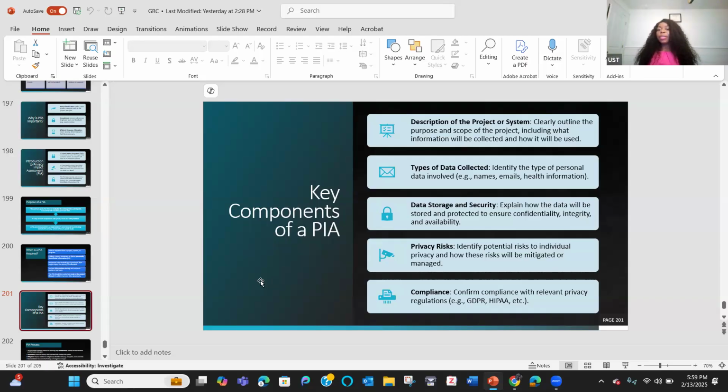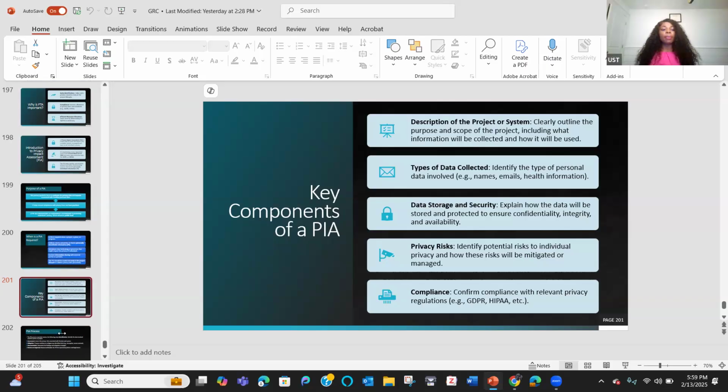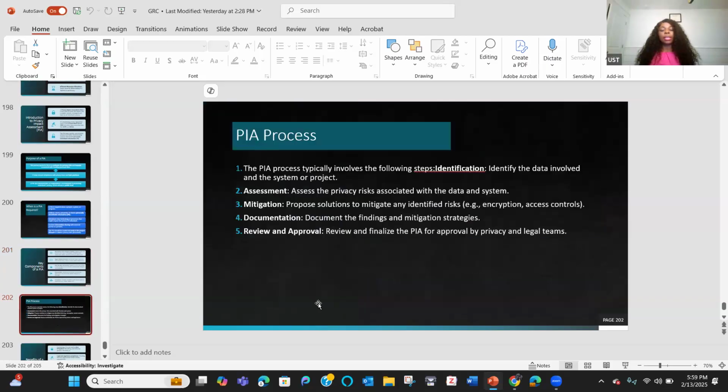Data storage and security: explain how the data will be stored and protected to ensure confidentiality, integrity, and availability. Do you see? At the end of the day, we want to make sure the CIA triad is being maintained. And then privacy risks: identify potential risks to individual privacy and how these risks will be mitigated or managed. And of course, you also want to be in compliance with regulatory authorities. And the process typically involves the following: identify the data and the system or project. These are all things that we've discussed already.